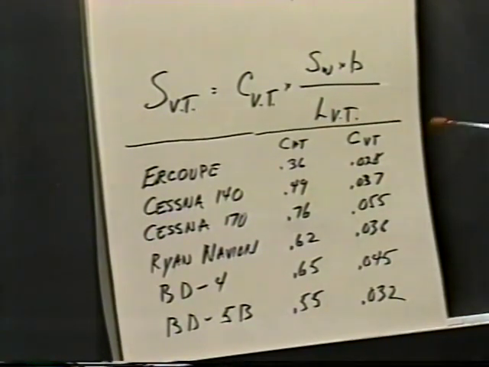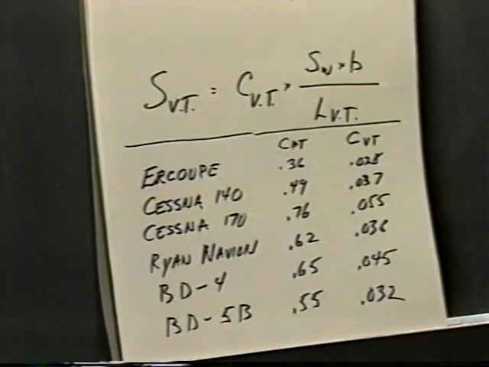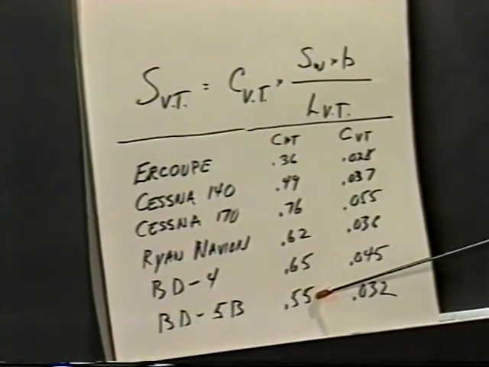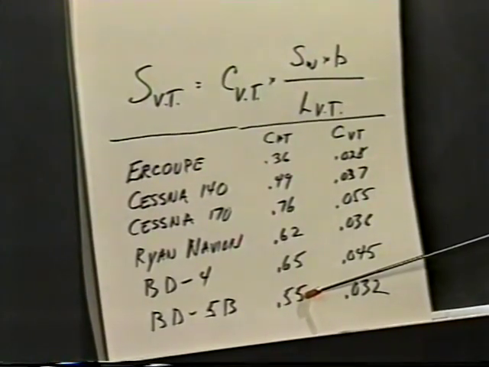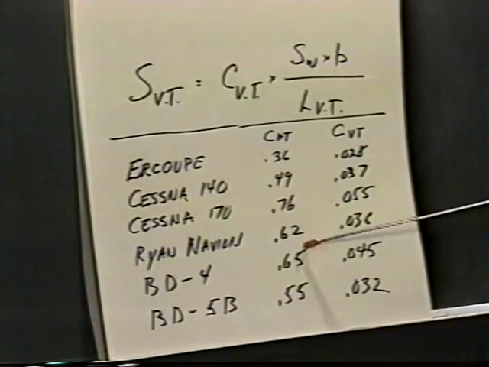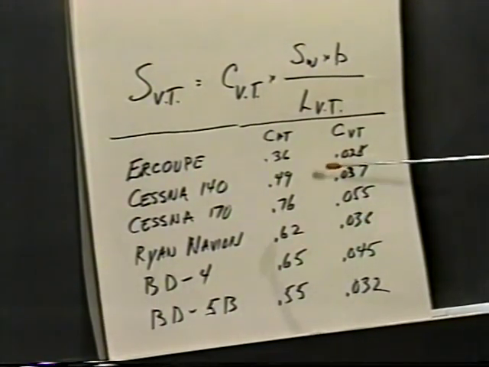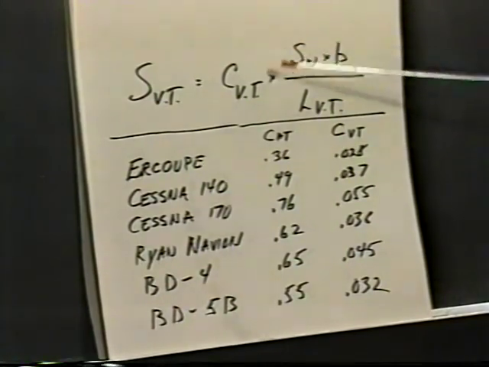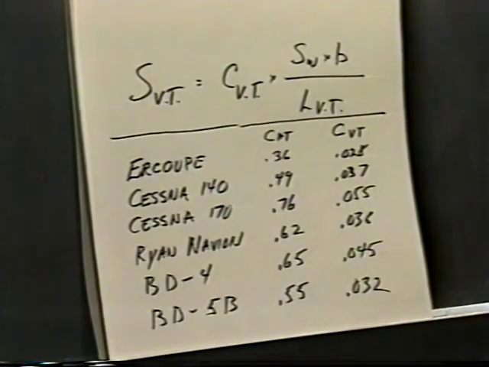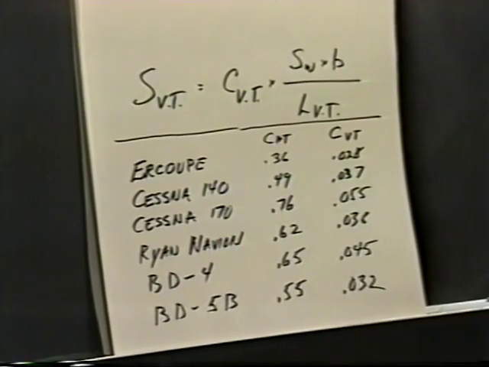Now, this is by no means an exact way of doing it, because in the case of the Bede 5, the propeller was in the rear, so that was adding to stability, and that's not taken into account here. All these other airplanes have the engine and propeller up front. They destabilize. Therefore, if you take that into account in any of these factors, you would find that your effective areas increased or decreased accordingly. But as a rule of thumb, as a beginning, this gives you a reasonable idea.